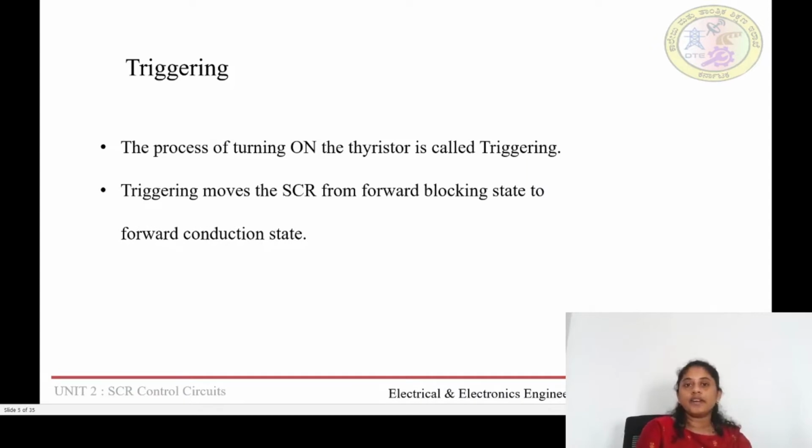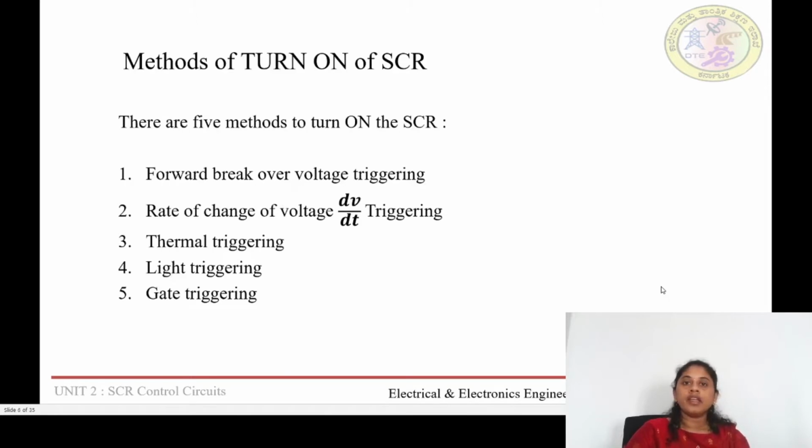Now let us see what is triggering. Triggering means it is the process of turning on the SCR. Once an SCR is triggered, it moves from forward blocking mode to forward conduction mode. Triggering we can also say as turn on method or process of turning on. There are 5 methods of triggering or 5 methods of turn on process. The 5 methods are forward breakover voltage triggering, rate of change of voltage, that is dV by dt triggering, thermal triggering, light triggering and gate triggering.